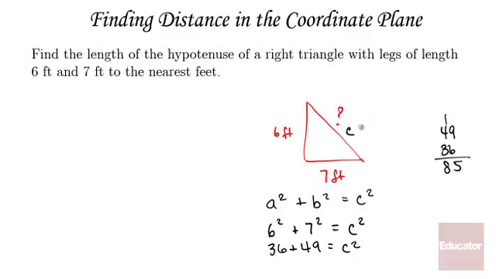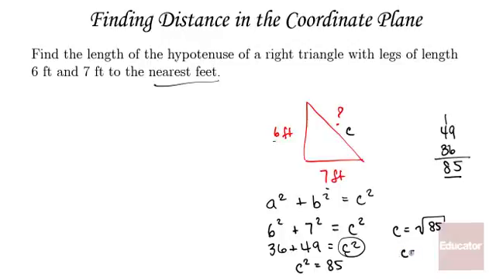So make sure that you know that c is not 85. That would be way too large compared to 6 and 7 feet. Remember that we still need to find the square root. So c squared equals 85, so in that sense, c equals the square root of 85. There is no exact value, so you can estimate here. And it tells us to go to the nearest foot.